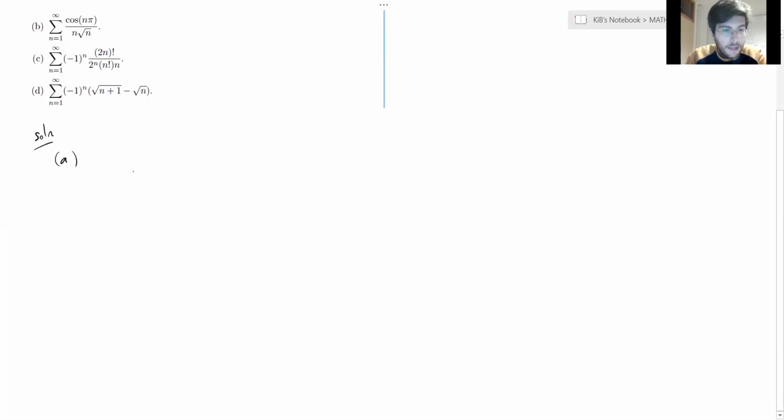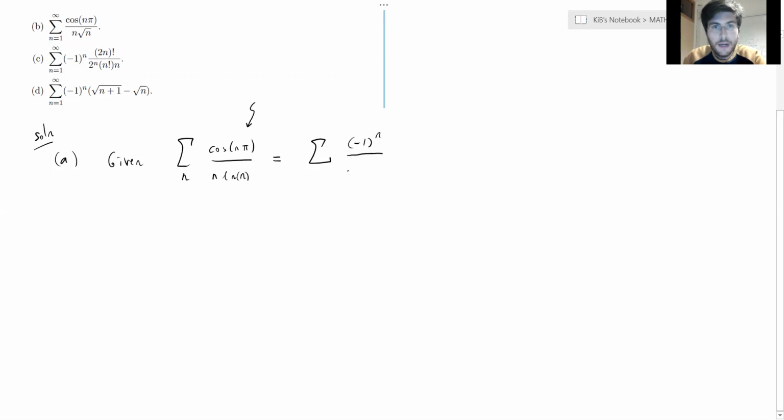So part A, what we are given is the following. We have a series, the sum of cosine of n pi, divided by n ln n. This is our series. And if you look carefully, because of the properties of cosine, this series can be rewritten in this form. This is nothing but minus 1 to the n, divided by n ln n.